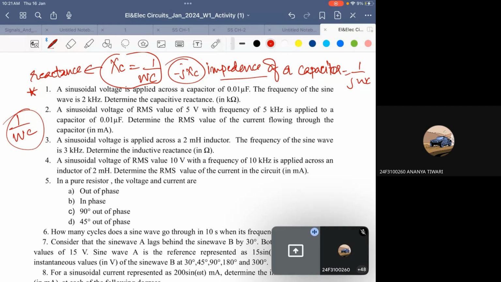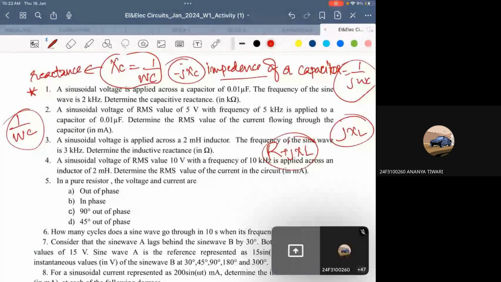Whenever you have been given a circuit, you should be able to write the impedance. For the inductor, what is the impedance? jXL, correct? And XL is omega L. So that is the impedance. Whenever you have been given a circuit, you just write it in the form of the impedance. For example, if you have been given the resistance and the inductor, you just write it as R plus jXL.